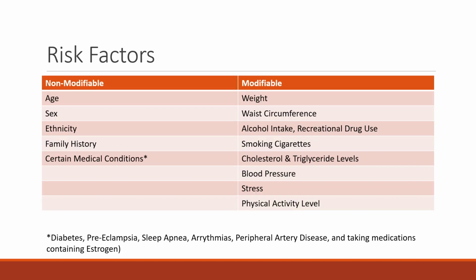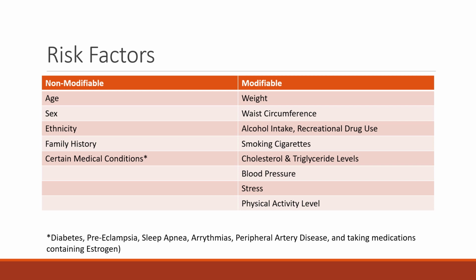Risk factors for heart disease. Non-modifiable risk factors for heart disease include those that we are unable to change, such as our age, gender, ethnicity, and family history. After the age of 55, our risk for heart disease increases. Women who are postmenopausal are at a higher risk for heart disease.